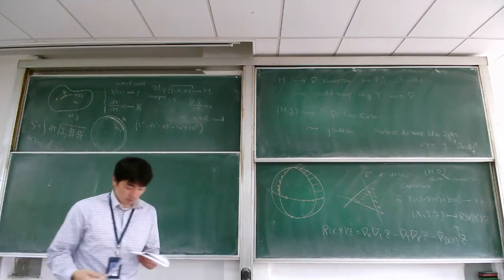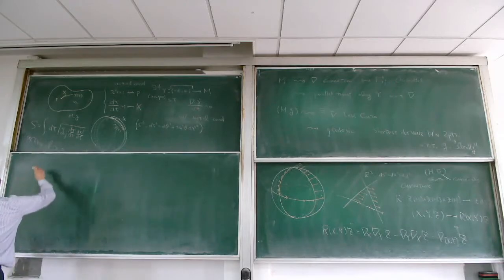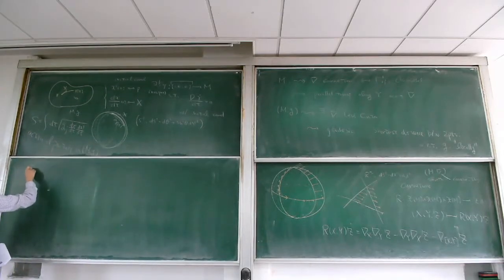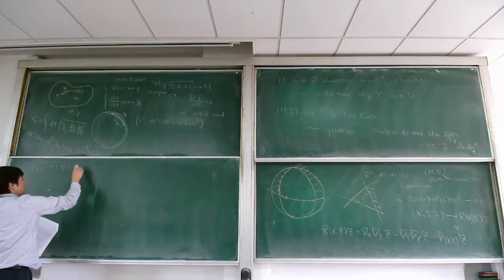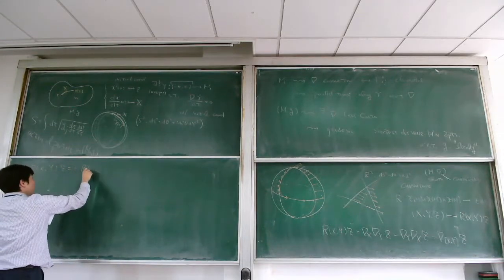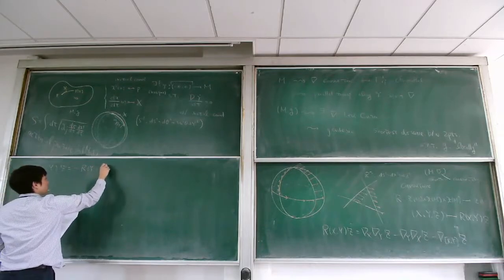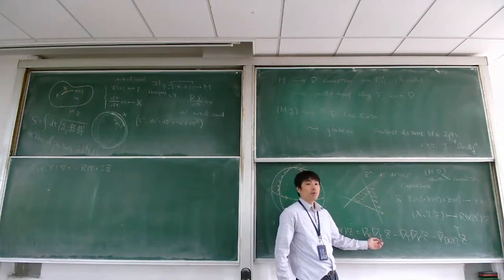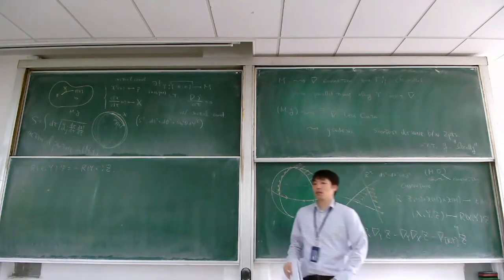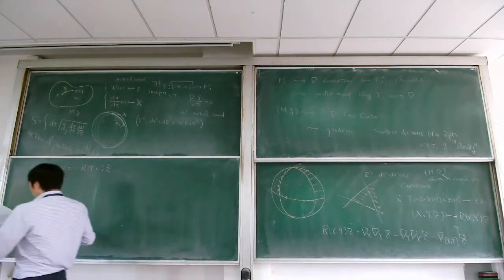So, from the definition, the curvature tensor satisfies the following condition. This is very easy: R(X,Y)Z is just minus R(Y,X)Z. That's very easy, right? Once you swap X and Y, you get the minus sign. Okay.